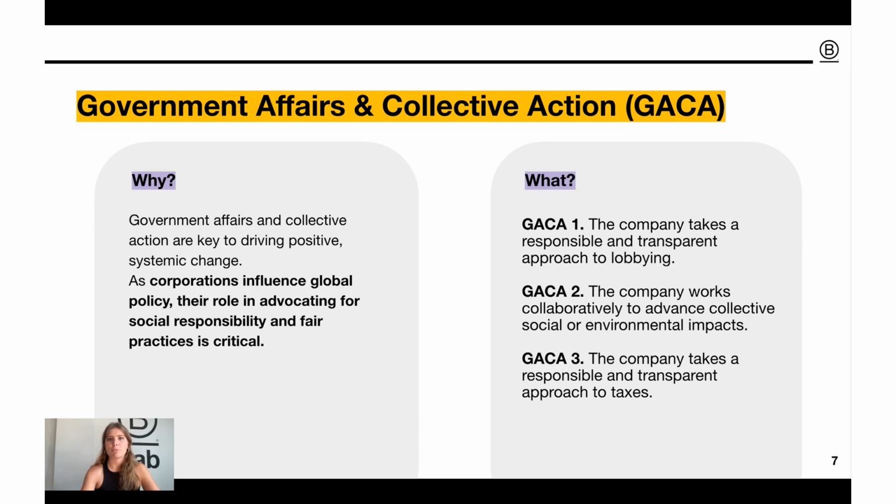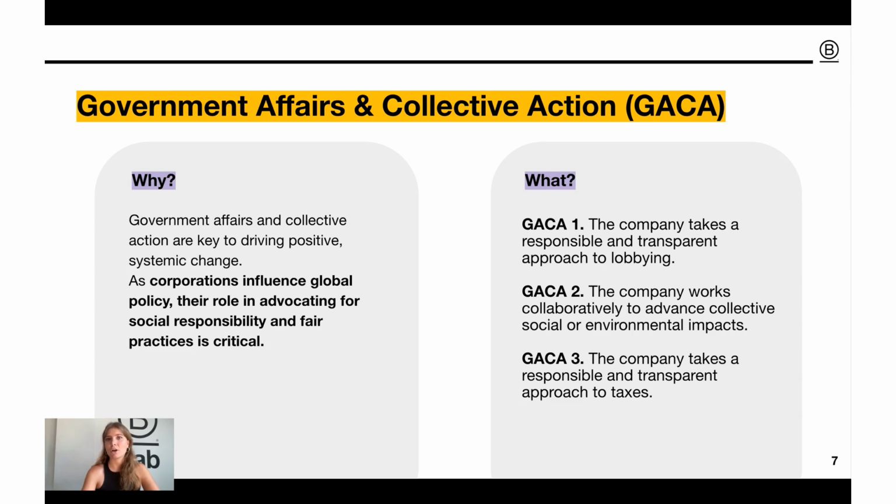GACA are key to driving positive systemic change. As corporations influence global policy, their role in advocating for social responsibility and fair practices is critical. Looking at what does GACA require? The standards establish minimum requirements for companies on external stakeholder engagement, focusing on collective action, advocacy, and taxes.